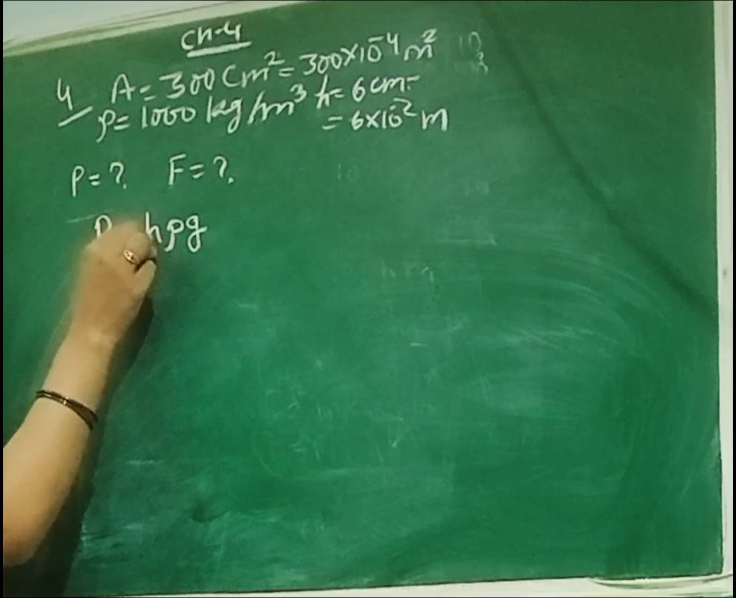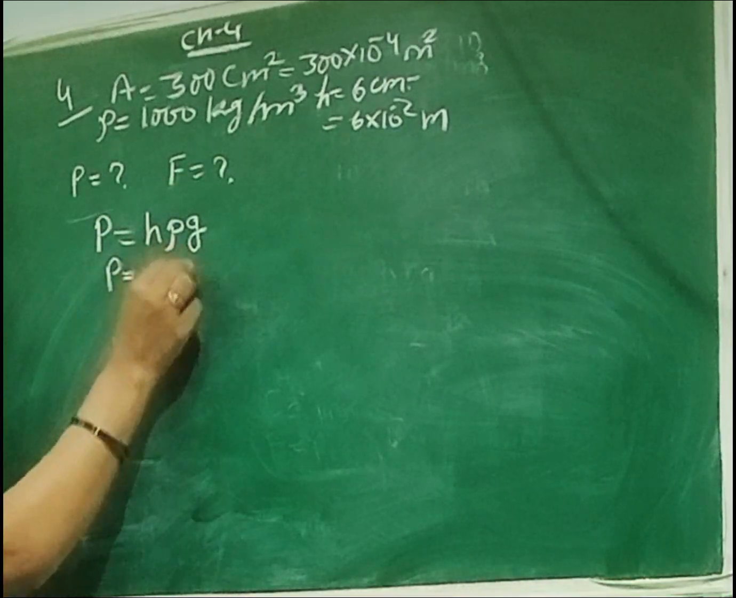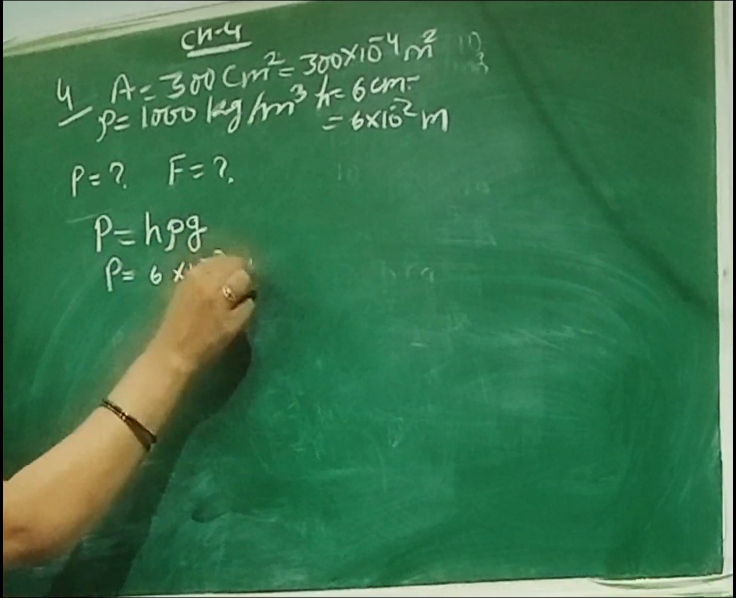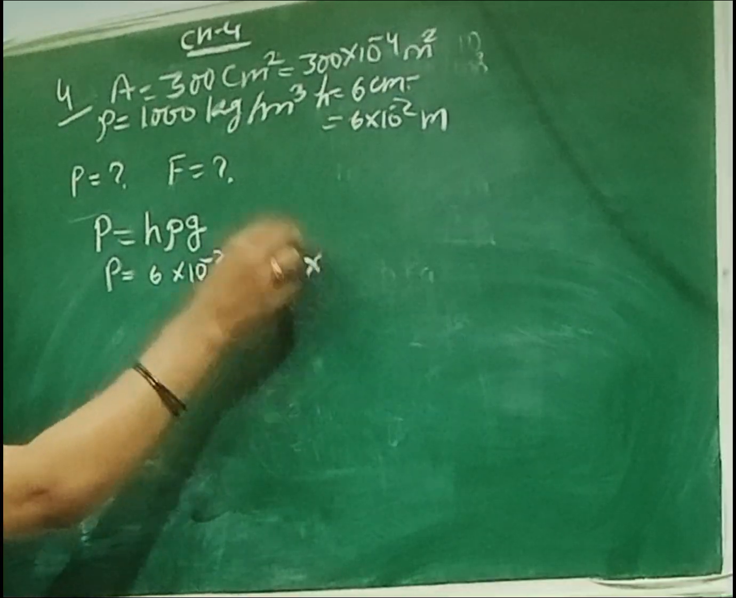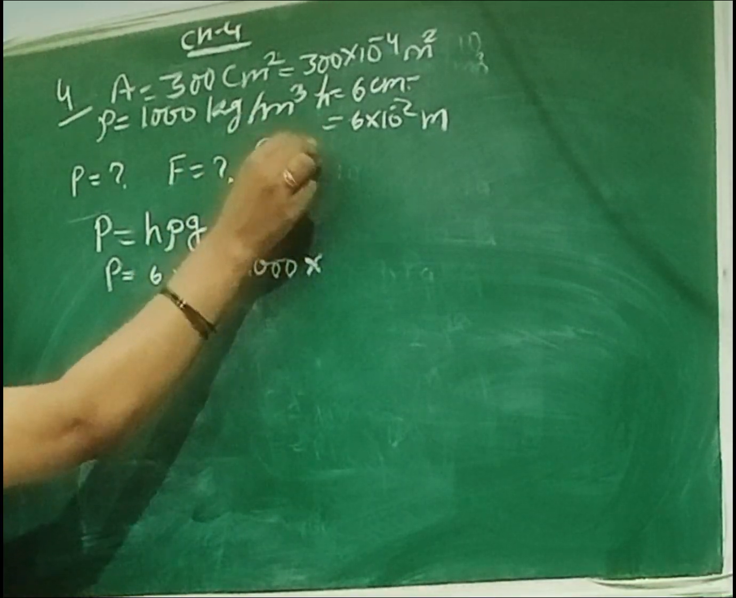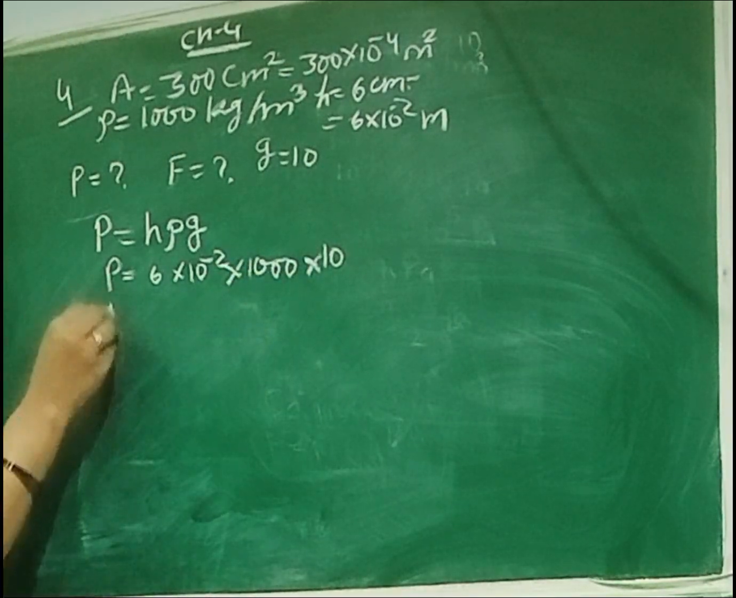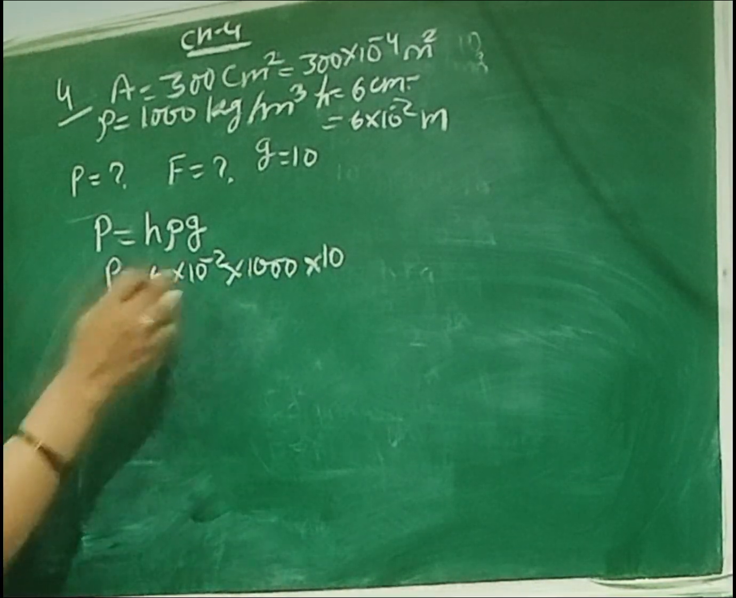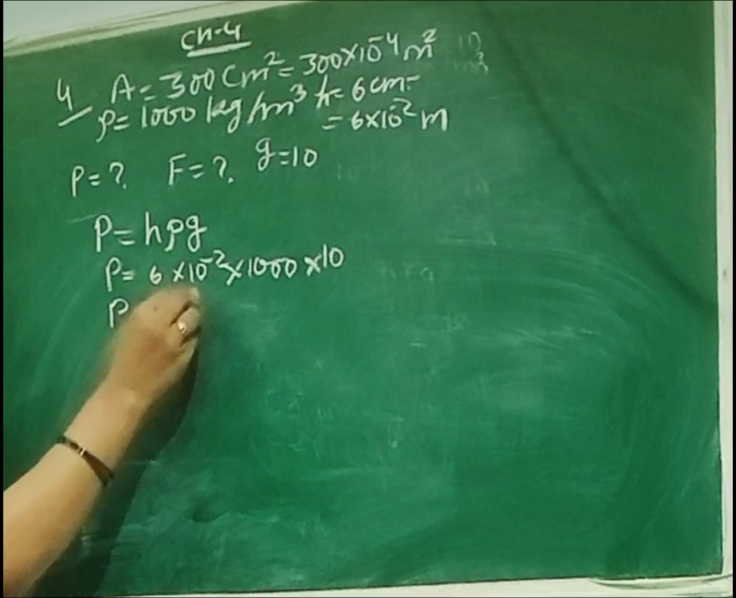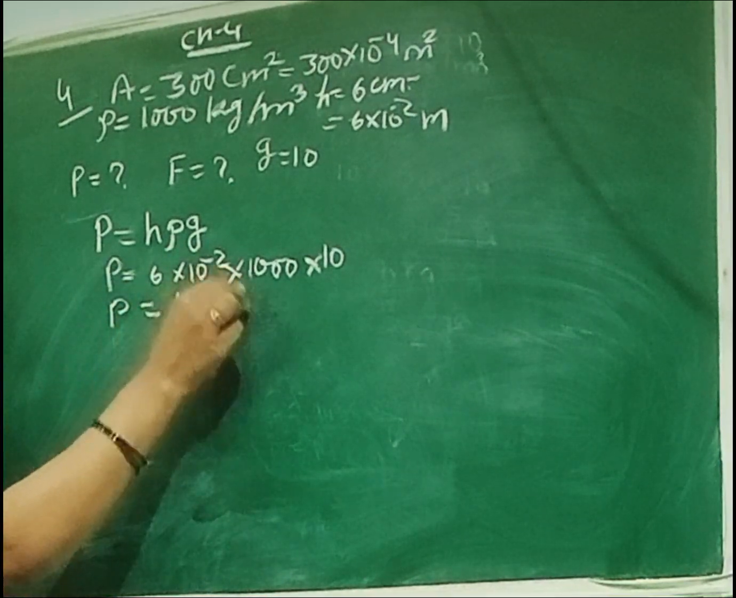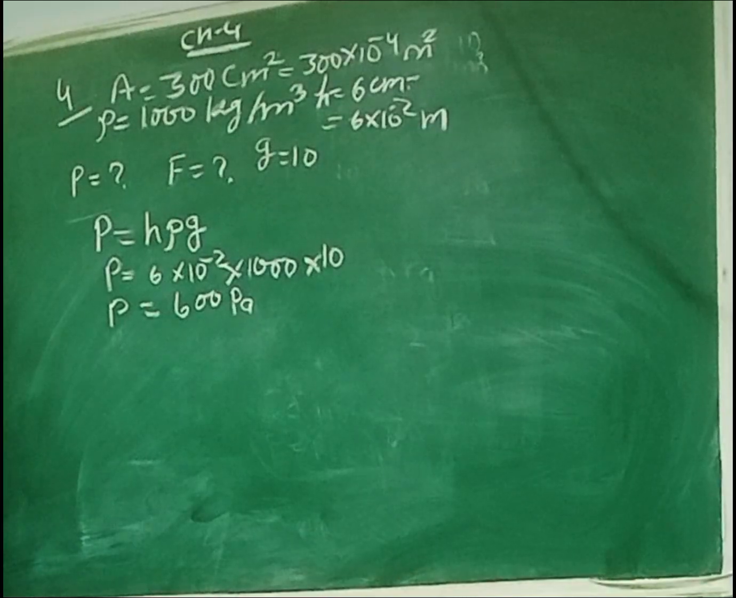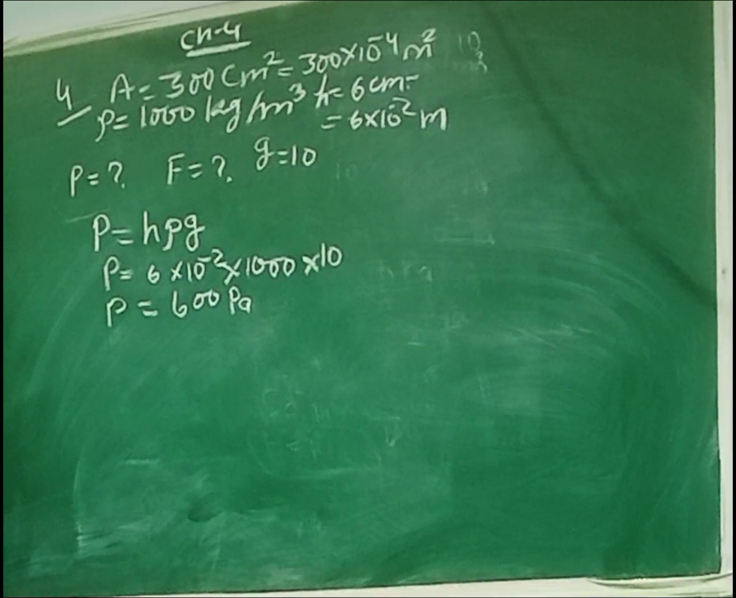Pressure is equal to H. Height is 6 into 10 to the power minus 2. Rho is 1000. And G, if it is not given, what you will take? 10. Okay. So 6 into 10 to the power minus 2 into 1000 into 10, the powers cancel, and we get 600 Pascal. This is your answer. Okay. 600 Pascal is our answer.